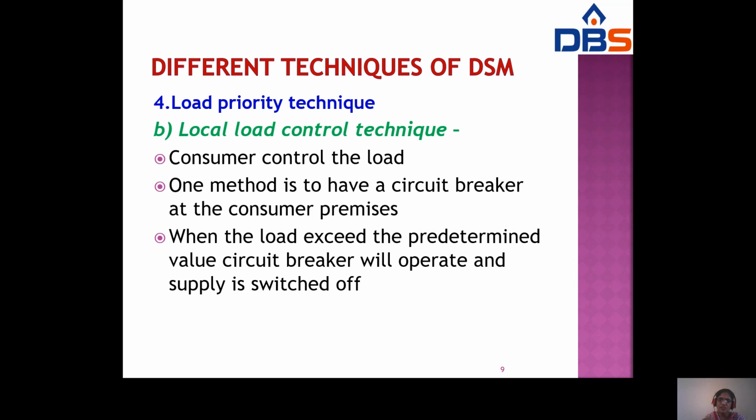When the load exceeds the predetermined value, the circuit breaker will operate and the supply is switched off. So if they are using more than the predetermined value, then automatically the circuit breaker will trip off and the supply will be switched off. This is the local load control technique. The consumer controls the load. So here one method is to have a circuit breaker at the consumer premises. When the load exceeds the predetermined value, the circuit breaker will operate and supply is switched off.